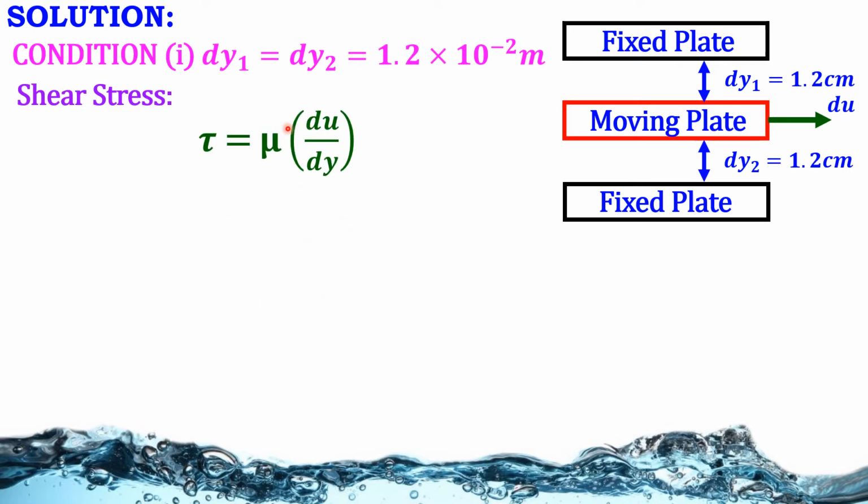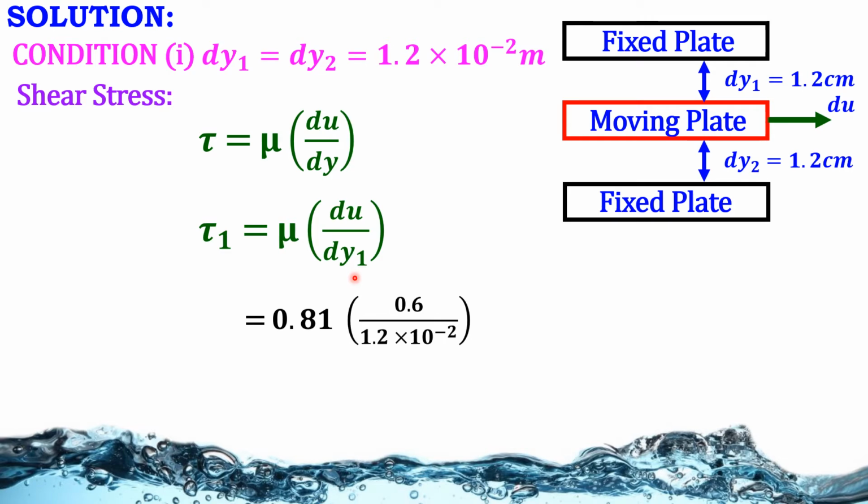Shear stress tau is equal to mu into du by dy. Once again, tau1 is equal to mu into du by dy1. We know the mu value as 0.81, your du as 0.6 and dy1 as 1.2 into 10 to the power minus 2. Substituting the values, we get tau1 is equal to 40.5 Newton per meter square.